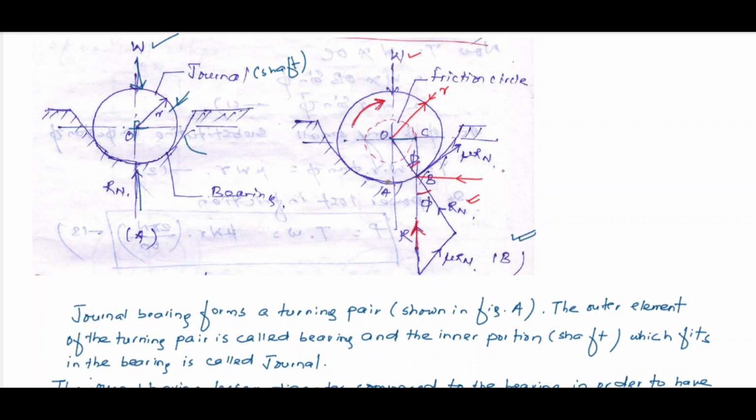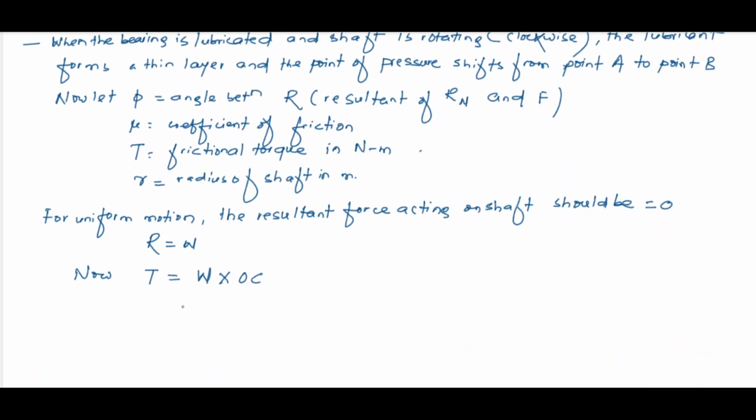Now from the geometry we can see that this OC is equal to OB sine phi. This one is OB, from O to B. So instead of OC, we can write W into OB sine phi. What is OB? OB is the radius of the shaft. So it will be W dot r sine phi. Let this be equation 1.